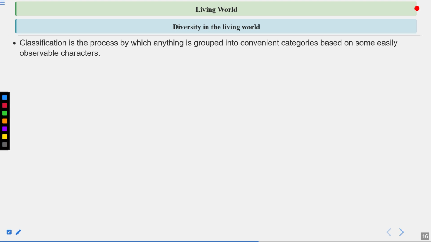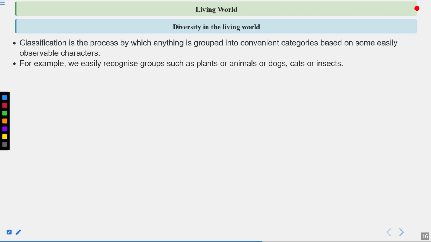So classification is a process by which anything is grouped into convenient categories based on some easily observable characteristics. This is the definition of classification. So, grouping of the organisms into convenient categories based on some similarities or dissimilarities, or based on some easily observable characteristics. For example, we recognize groups such as plants or animals, or dogs, cats, or insects. So these are the groups of the organisms.